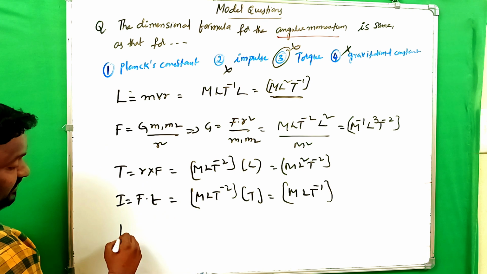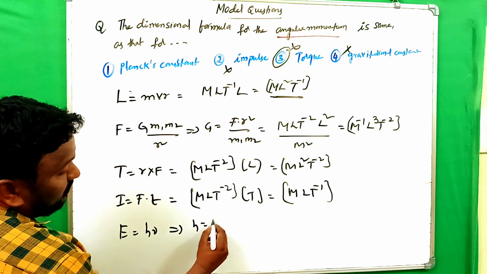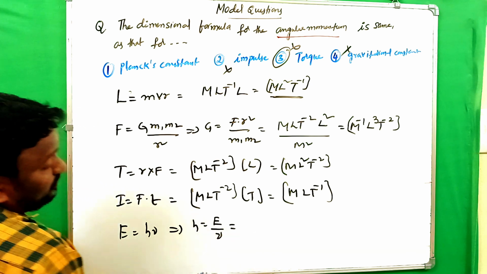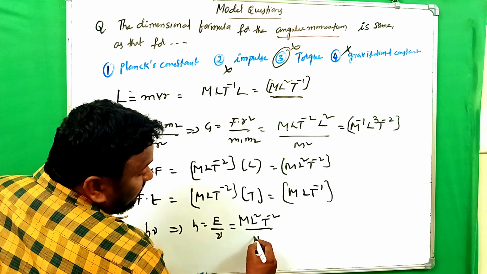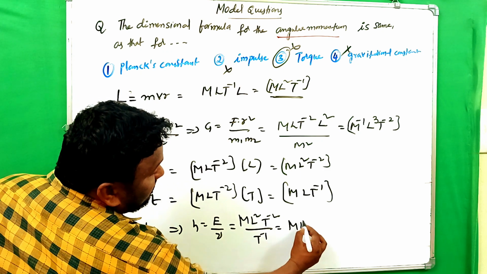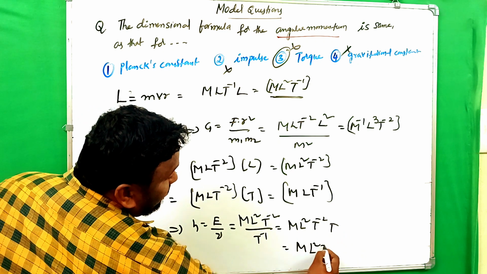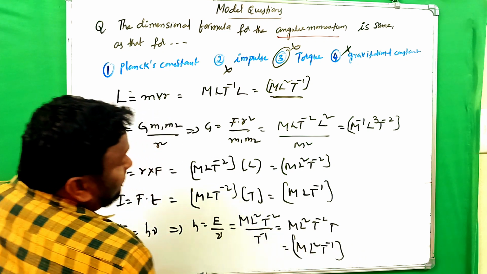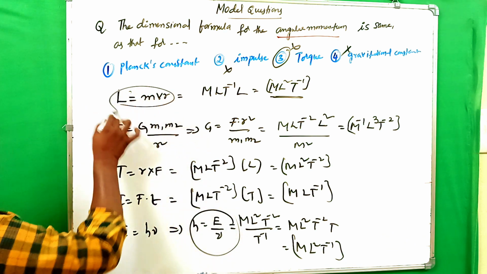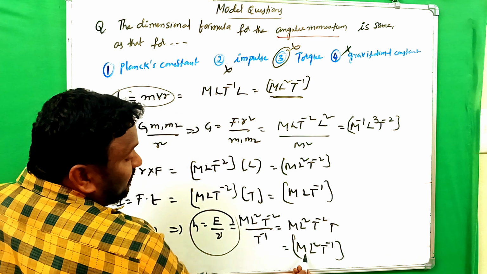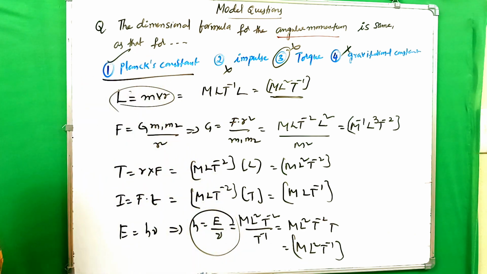Now Planck's constant, finally that is the right one. E is equal to h nu. Then h is equal to E by nu. What is E? Energy. M L square T inverse 2 by T inverse 1. Then M L square T inverse 2 into T. Then what you get? M L square T inverse 1. That's why Planck's constant and angular momentum both have the same dimension formula, that is M L square T inverse 1. So option 1 is the right answer.